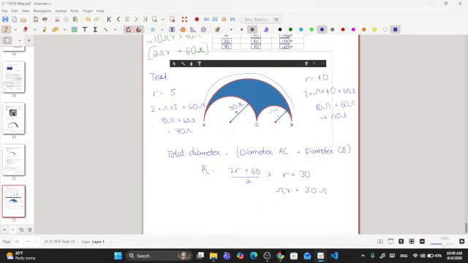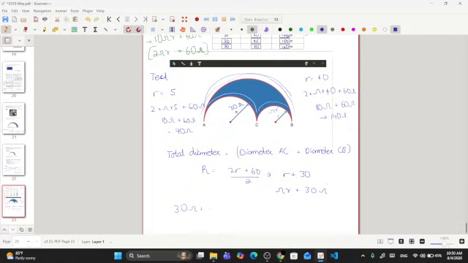Alright? But this is not the total perimeter. As of yet, it's just the large outer semicircle arc. The total perimeter is going to be the outer arc plus the two inner arcs. This one is the one that we calculated above, and these two are the ones that are inside. Let me do it with a white colored pen so that it's a bit more visible. These two.